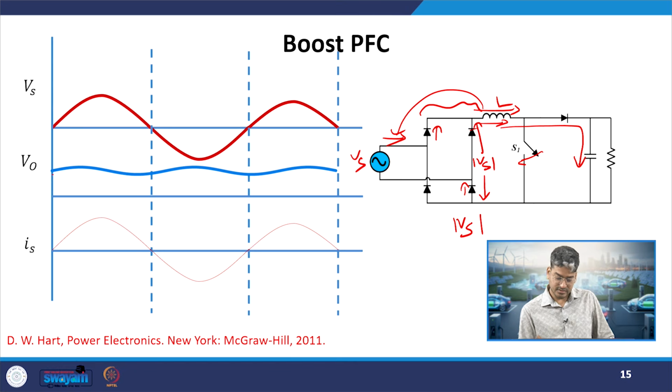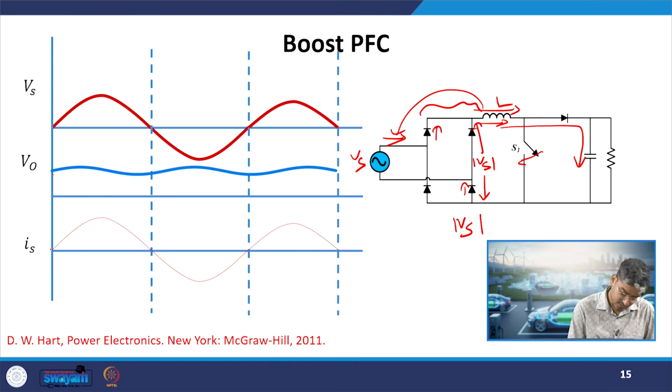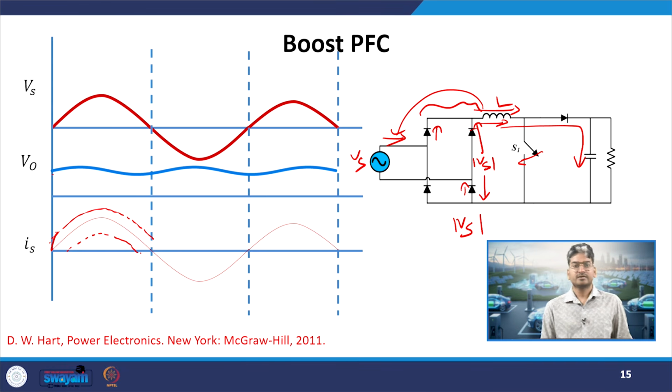When this switch is closed, what will happen now? Your source current will slowly increase. Let us assume that we have a band over here. What is the meaning of this band? We will see that. At this point, it starts. At the moment I close it, it starts charging.